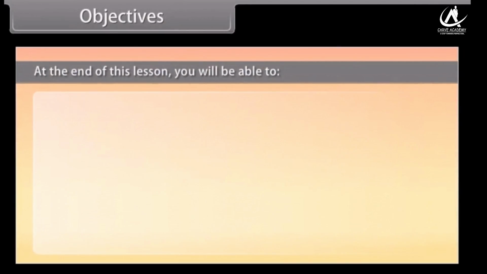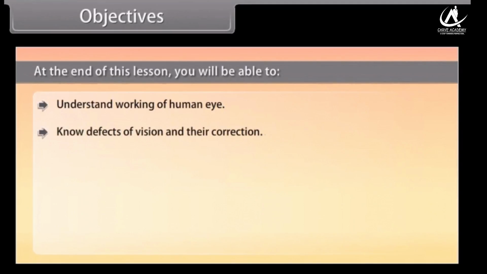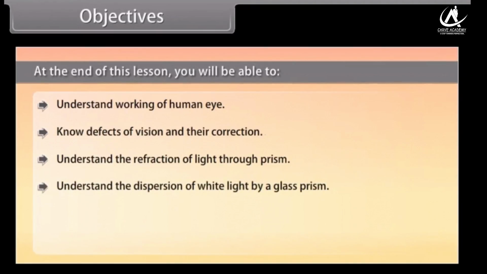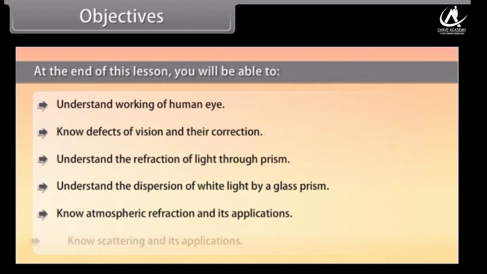At the end of this lesson, you'll be able to understand working of human eye, know defects of vision and their correction, understand the refraction of light through prism, understand the dispersion of white light by a glass prism, know atmospheric refraction and its applications, know scattering and its applications.